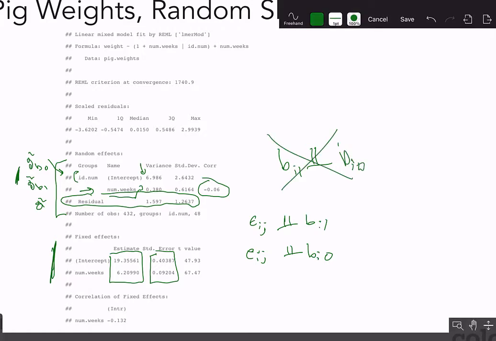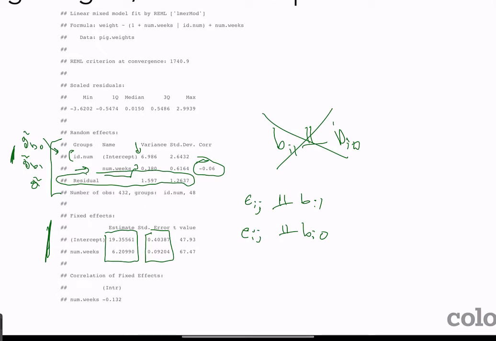So that means that we have some correlation between those two, which is calculated in the model here. However, in this particular case, the correlation is not large.